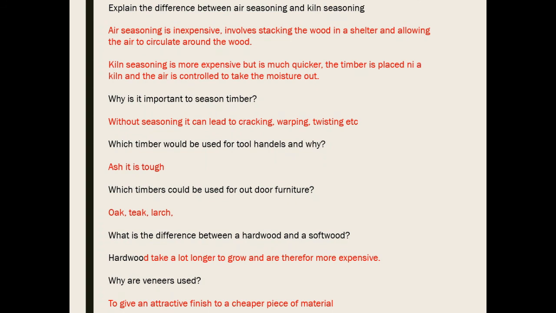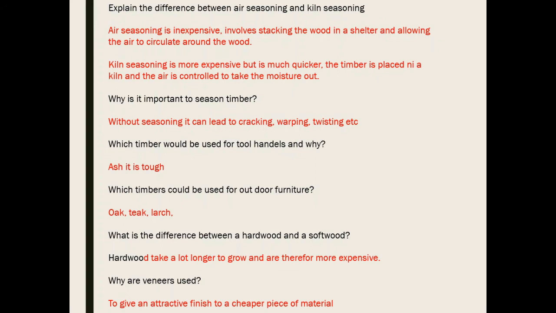Okay, so explain the difference between air seasoning and kiln seasoning. Air seasoning is inexpensive, so you basically stack the timber in a shelter and allow the air to circulate around, so that will just dry naturally. Kiln seasoning is more expensive because you need to have the kiln and the space for it, but it's a lot quicker. The timber is placed in a kiln and the air is controlled and the moisture is taken out that way. It's a much more efficient way of doing it.